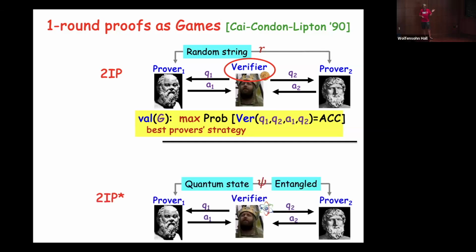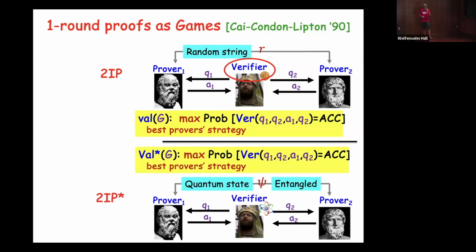It's the same story, only they're all quantum. And now what do you give the two provers? Of course, you give them a quantum state to share, right? Replacing the random string. Now they are entangled. And you will define value star as the best probability that two quantum provers can convince a quantum verifier.